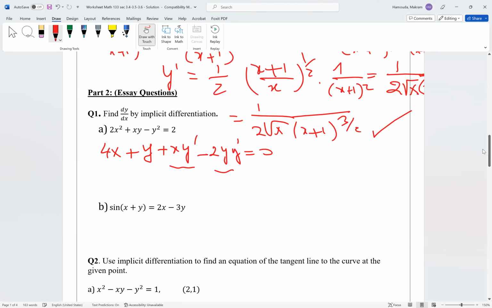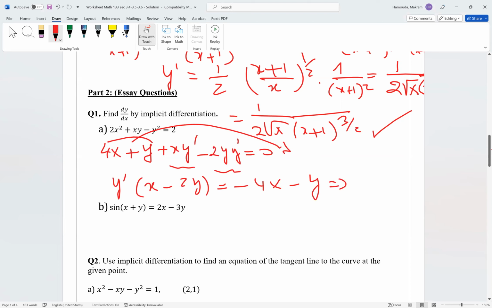The terms containing y prime are here. So y prime times x minus 2y is equal to minus 4x minus y, because these two terms will be on the right. So finally, I will get y prime equal to minus 4x minus y over x minus 2y. You can keep the answer like this.